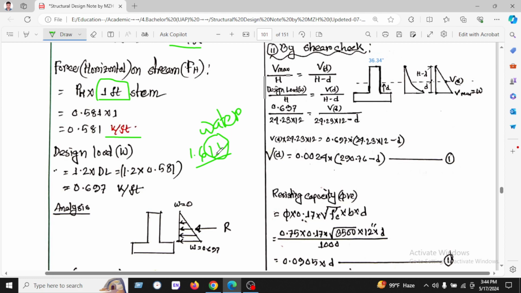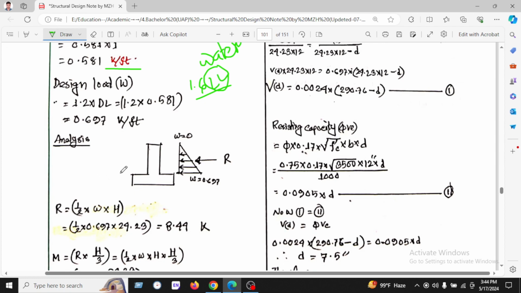When you see a dam, there is no soil beneath the stem wall. That's why when we design a dam, we use only water for live load. Okay, so the design load is 0.697 kip per feet and the analysis will be here.